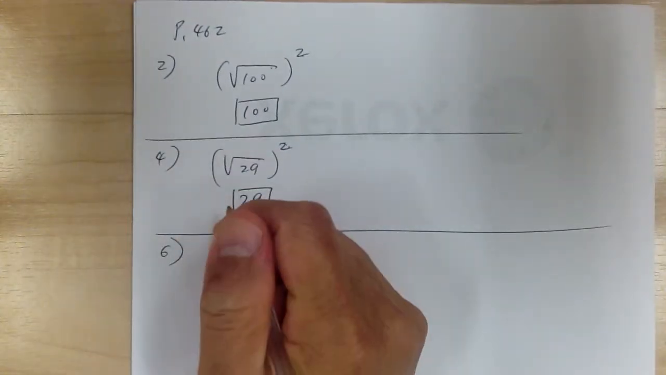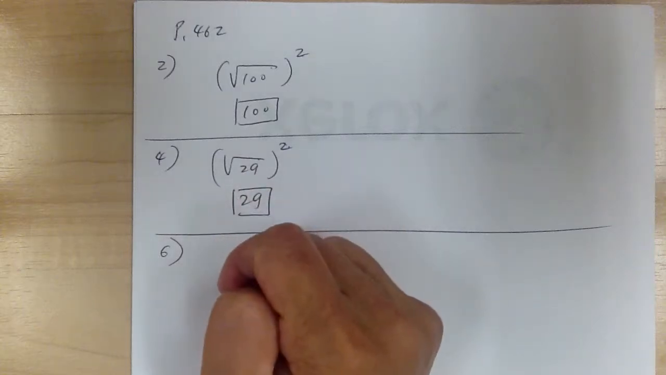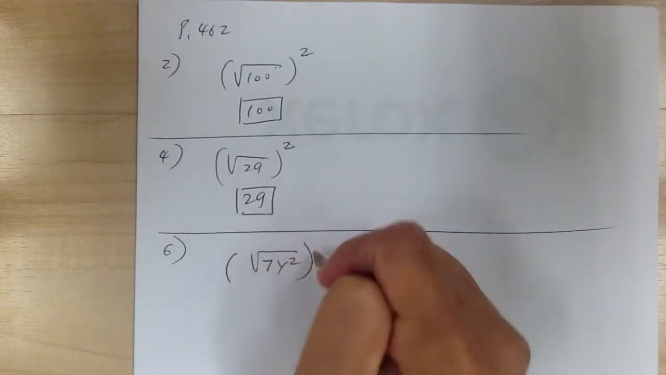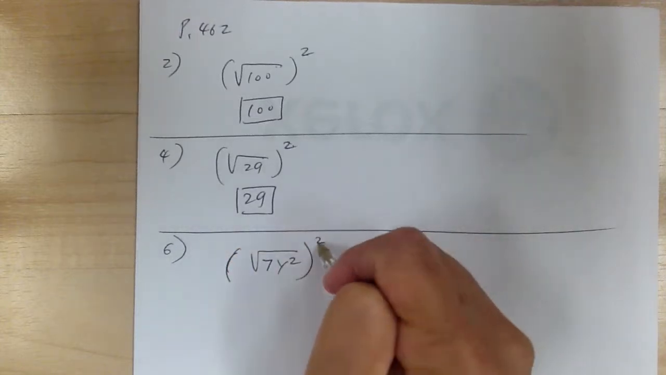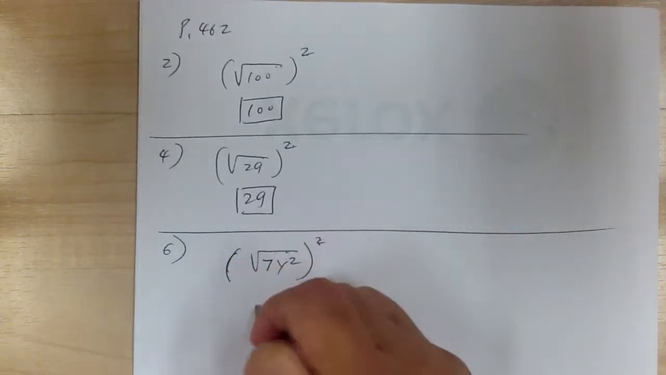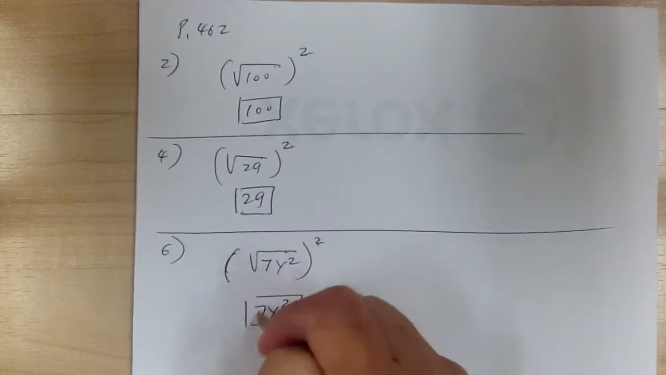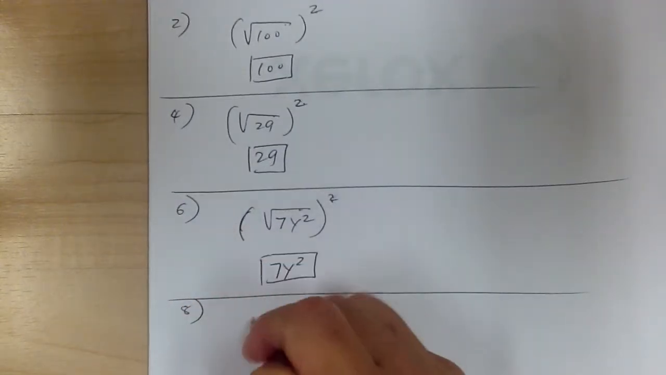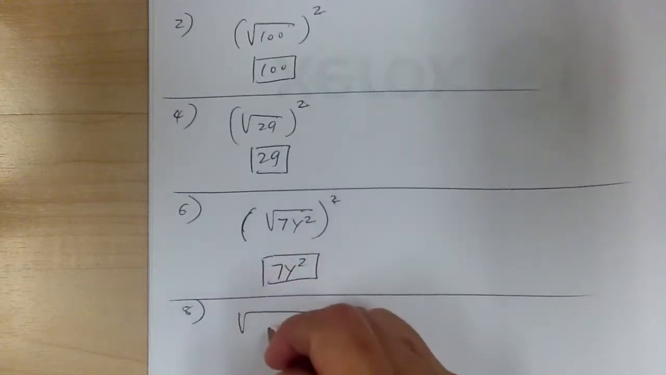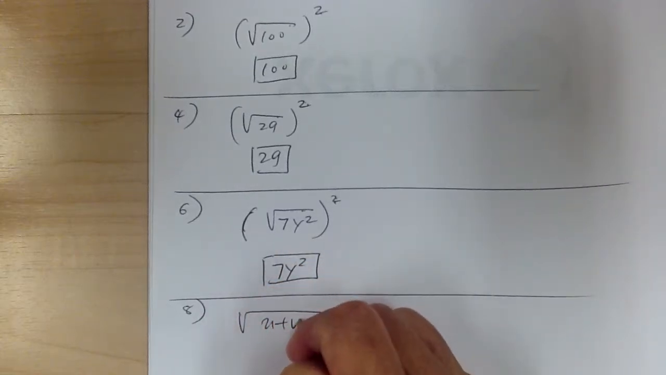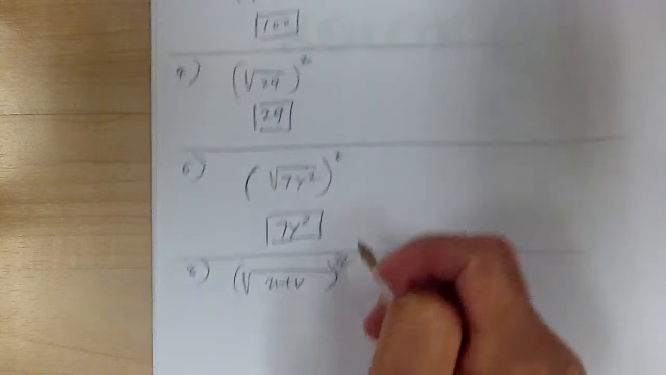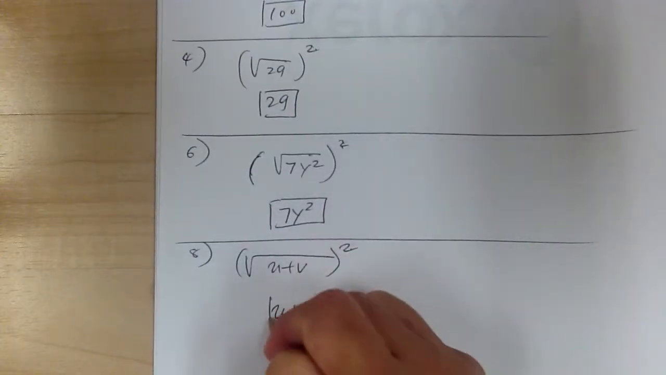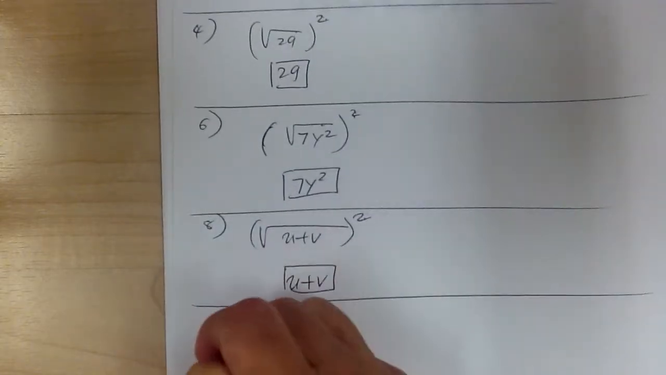Number 6, you have square root of 7y squared parentheses square. Square and square root cancel each other, so it would be 7y squared. Number 8, you have square root of u plus v parentheses square. So square and square root cancel out, so your answer would be u plus v. Okay, number 10.